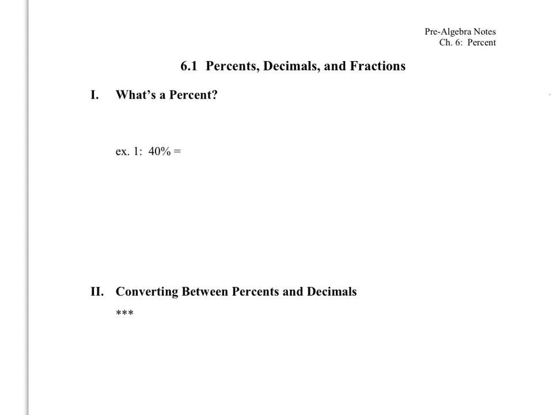Percents, decimals, and fractions. So the whole section's about all three of those things. So we're going to start off with what is a percent? A percent equals, or is, a ratio of something compared to 100. Or you could say something over 100.